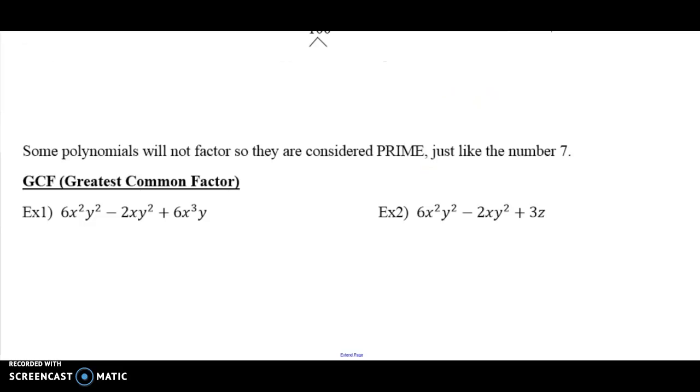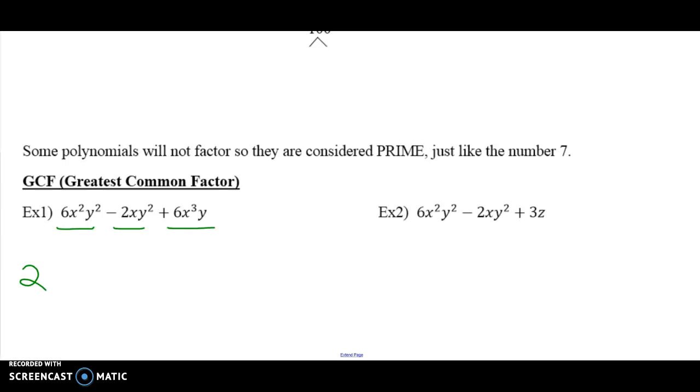The first thing we learned about is greatest common factor. So when I look at this polynomial, how many terms are there? 3 terms. What do all 3 of those terms have in common? What can divide out of all 3 of them? They all are divisible by 2. And notice it's the greatest common factor. It has to be the largest number that divides out of all 3 of them.